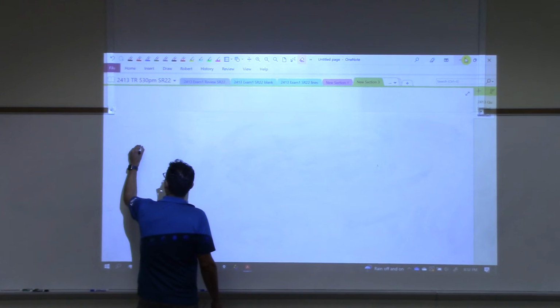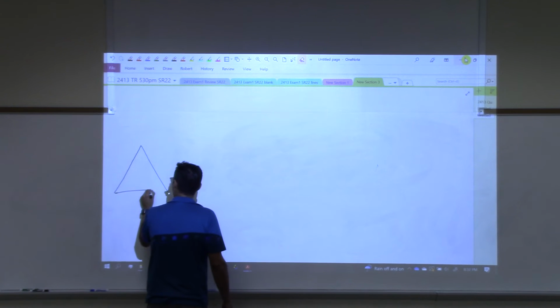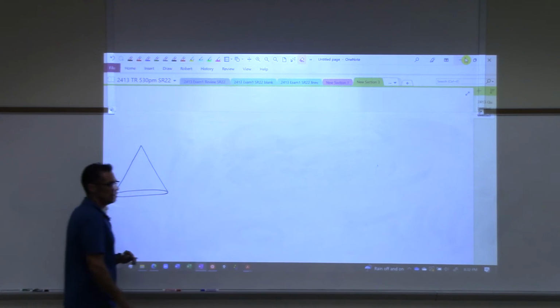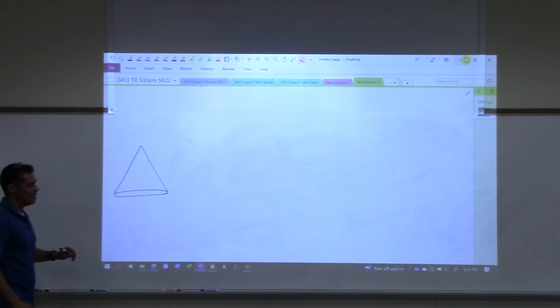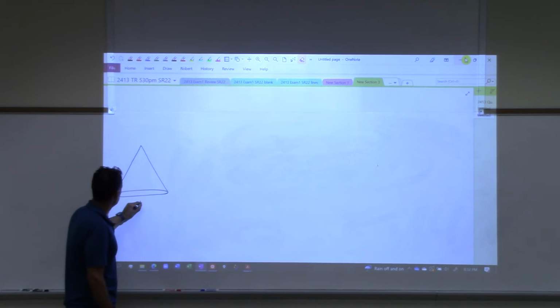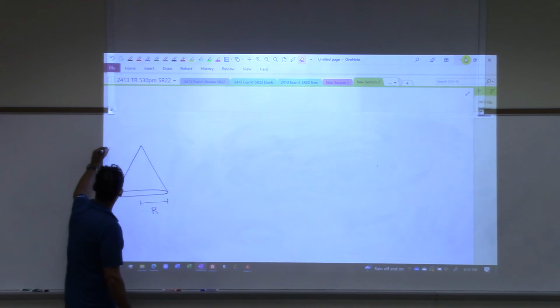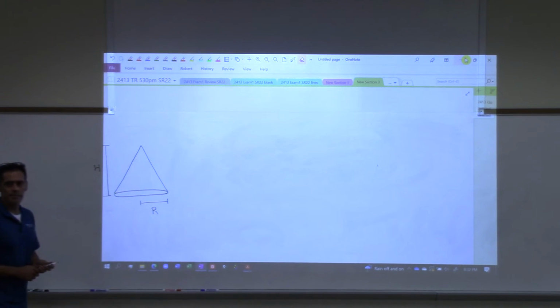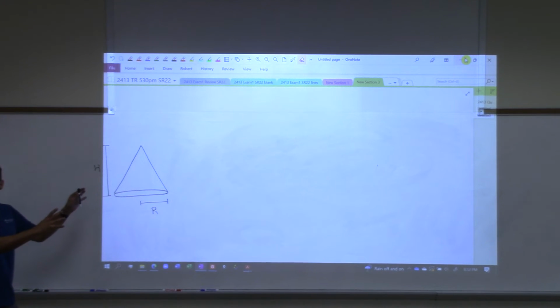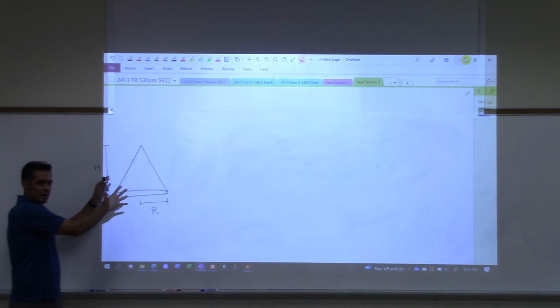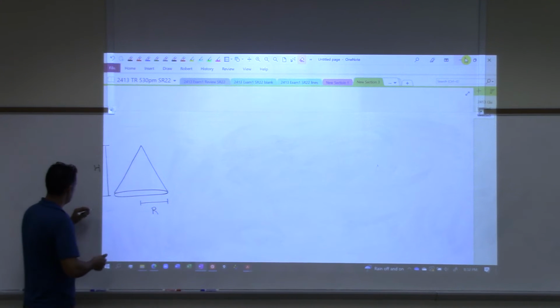We have, instead of that, a cone. Okay, we have a cone. All right? And this cone has a radius of capital R and has a height of capital H. All right? This cone is fixed. It's not changing. There it is. All right? This is fixed.